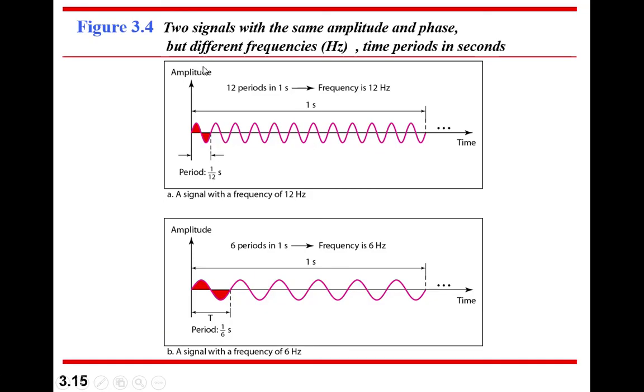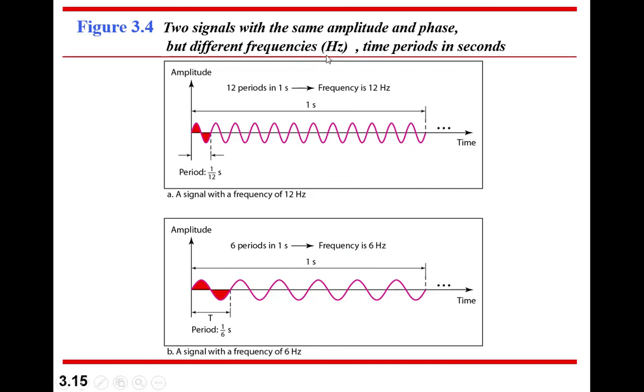You can see that this signal has a time period like this one, which is shorter as compared to this time. Here in 1 second, how many cycles are completed? 1, 2, 3, up to 12. So its frequency is 12 hertz, because in 1 second this signal completes 12 cycles. But here in 1 second it completes 6 cycles, so its frequency is 6 hertz. The number of cycles in 1 second is called frequency, and it is measured in hertz.